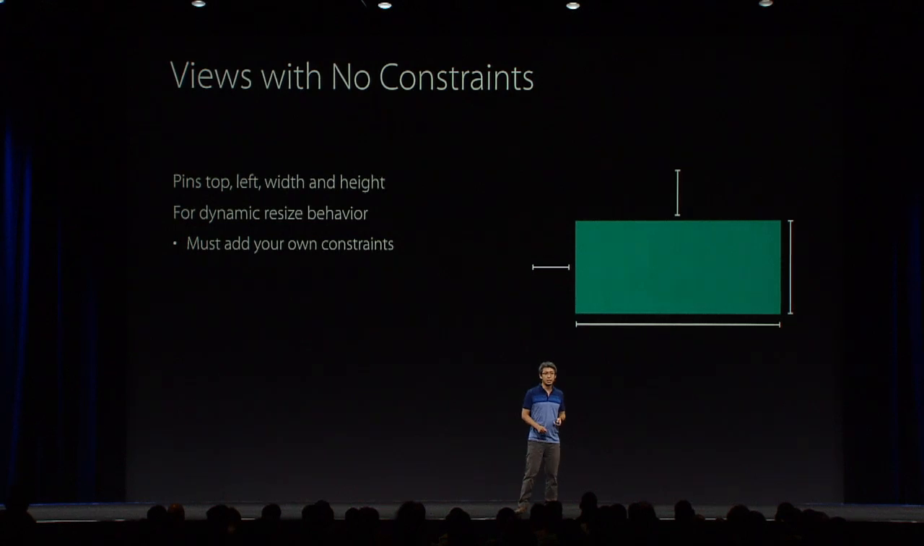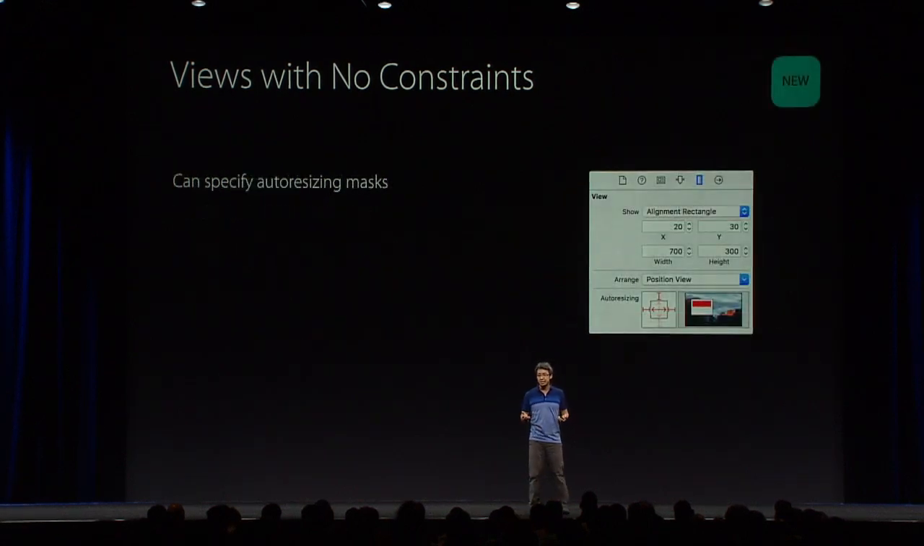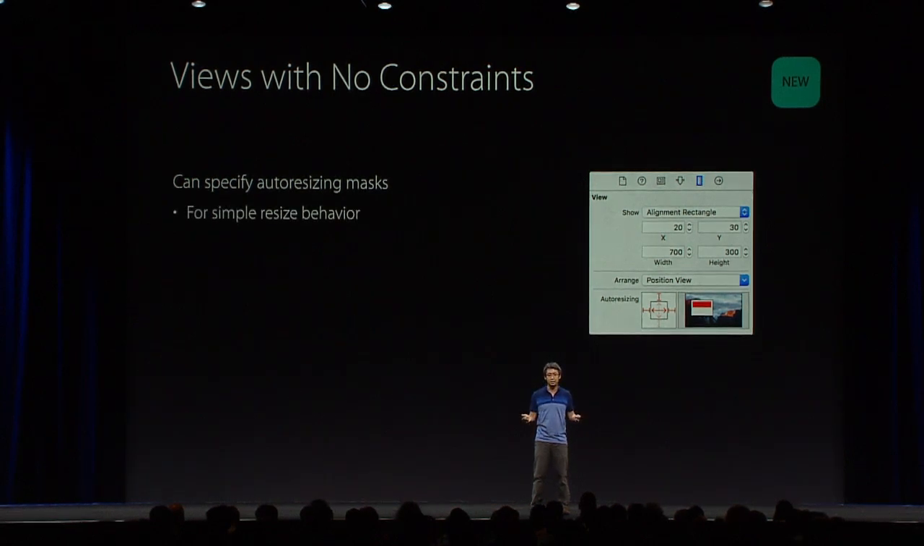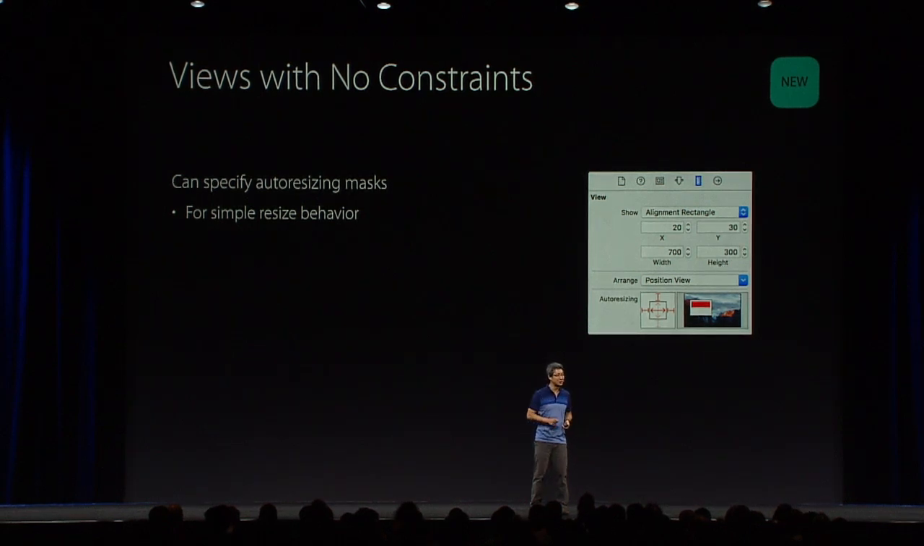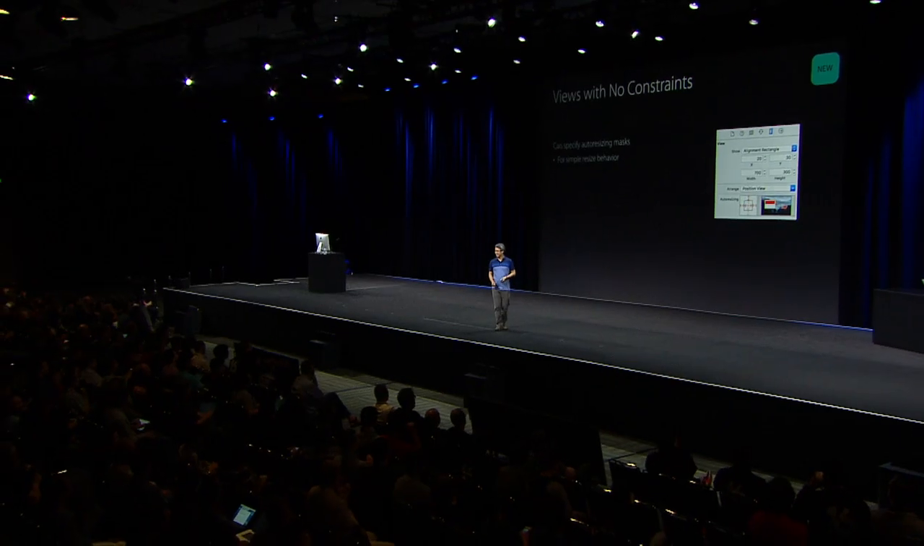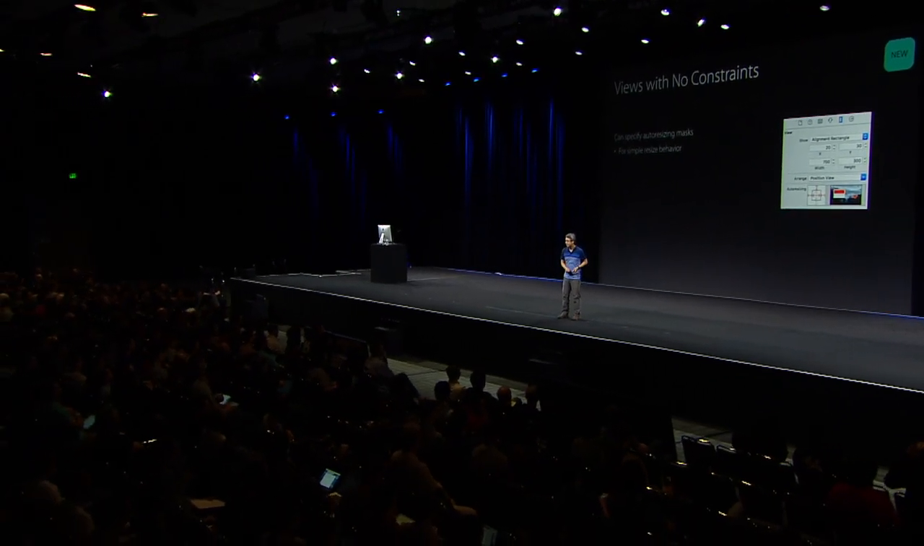There can be. New to Xcode 8 is the ability in auto layout documents to specify auto resizing masks on your views that do not have constraints. What that means is you can get simple resize behavior by specifying auto resizing masks. For those of you who remember a time before auto layout, you might recognize this UI. This is the springs and struts UI. You can pin things to the edges as well as decide whether it's going to be width or height resizable.